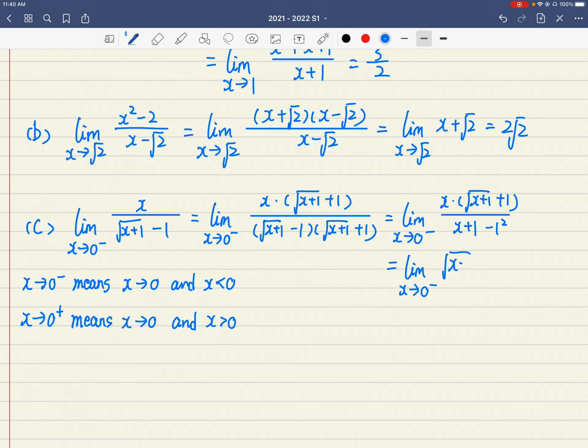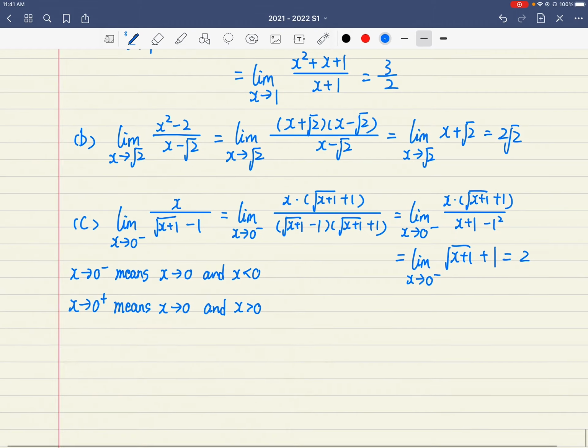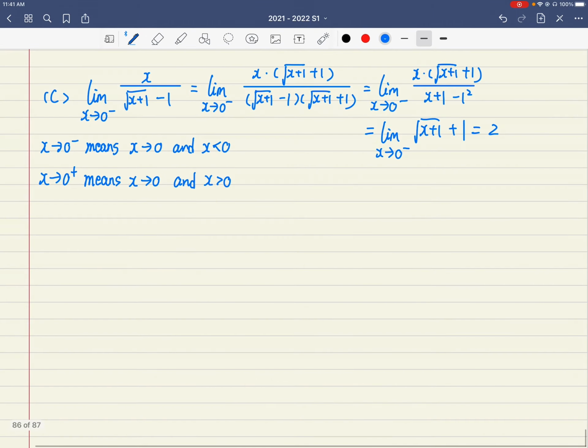So it's just square root of x plus 1 plus 1. Okay, and now just do substitution. The result is 2. Okay. Do you have any questions for this part? No. Okay, part D, very similar.